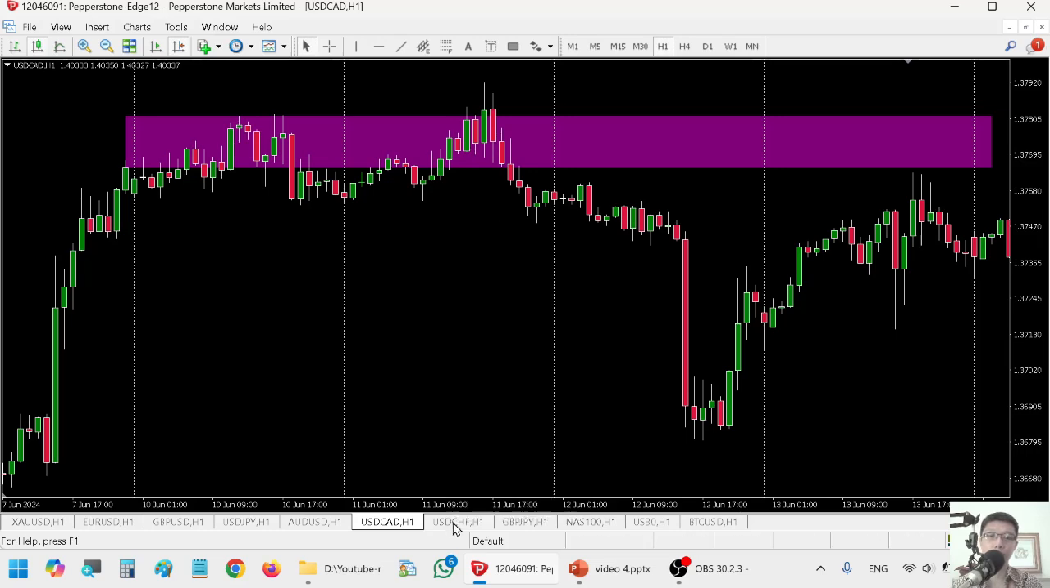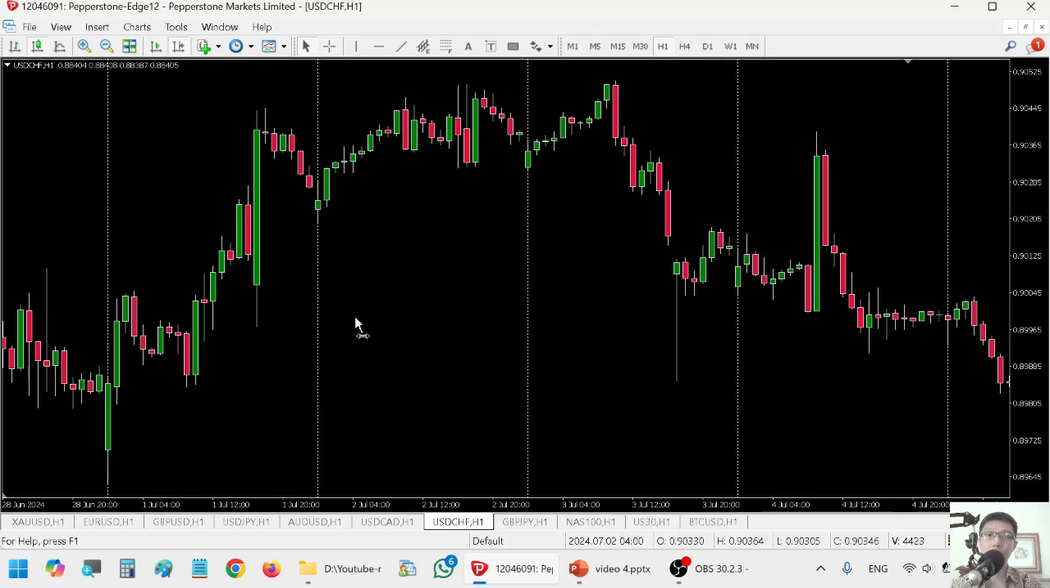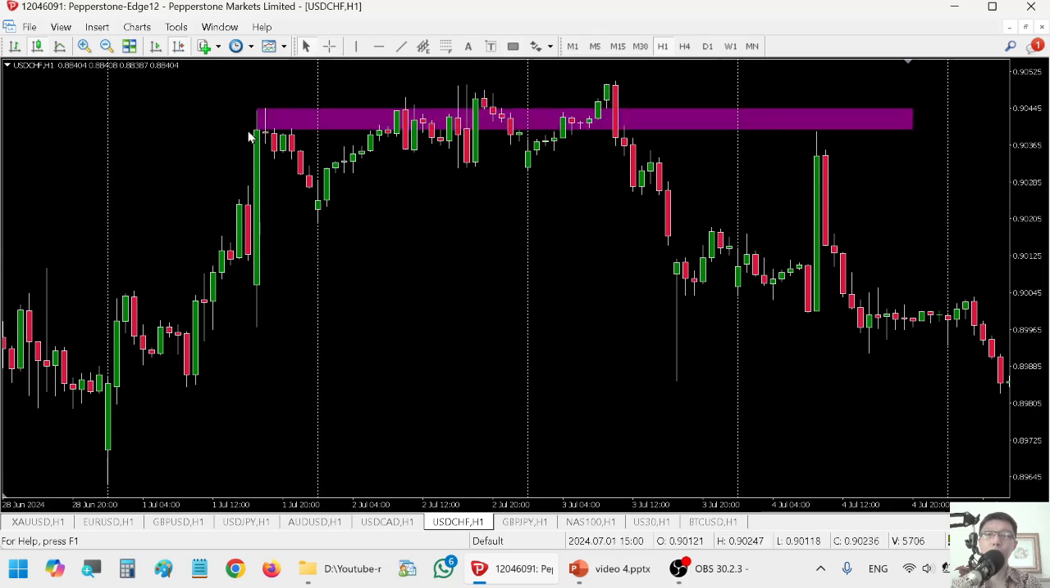Let's see USD/CHF. Here is a resistance too. After this bullish candle, sellers try to push the price downward but fail. So this can be considered one push, fail, second push, third push, fail, and then fourth push. After the fourth push, the downtrend began. Here we can see this is a downtrend.